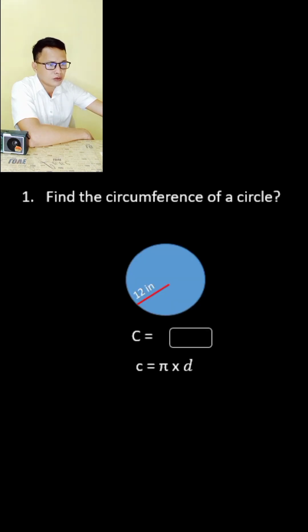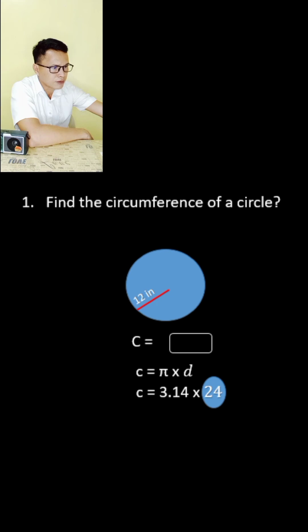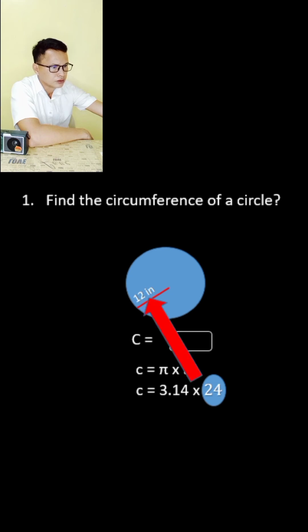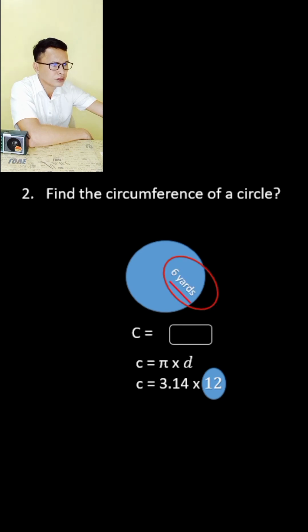Using the formula of circumference, pi times d or diameter, 3.14 times 24 inches. Where did it come from? We took twice the radius 12, so 24. 3.14 times 24 is 75.36 inches. For number 2, follow the same process, 3.14 times 12 yards, because the radius is 6 yards, so the circumference is 37.68 yards. So don't forget the unit yards.